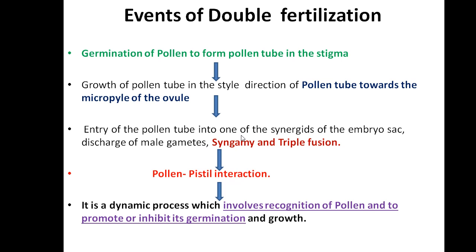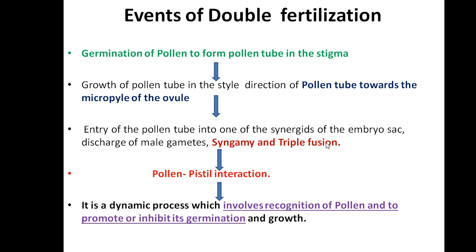This is fertilization 1. Next, there is one more male gamete, because two male gametes are discharged. One male gamete unites with the egg in the embryo sac and produces the zygote, called syngamy. One more male gamete goes and reacts with the polar nuclei of the ovule, and that produces a triple fusion.